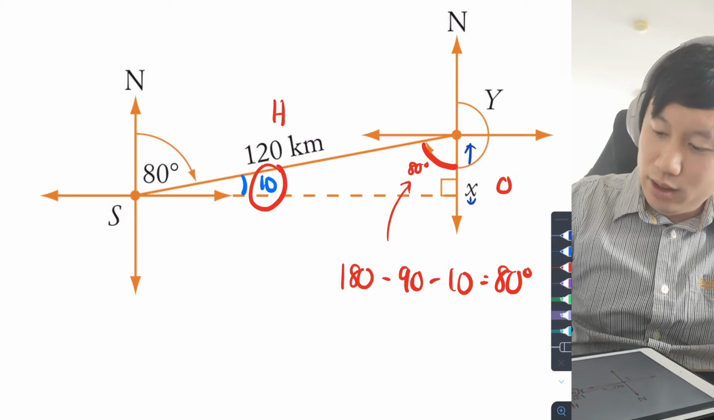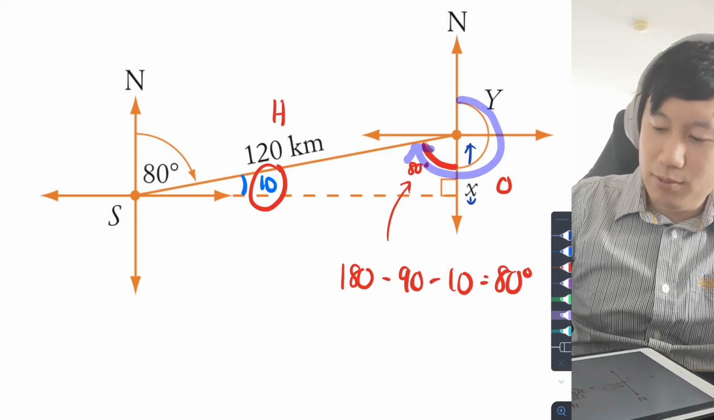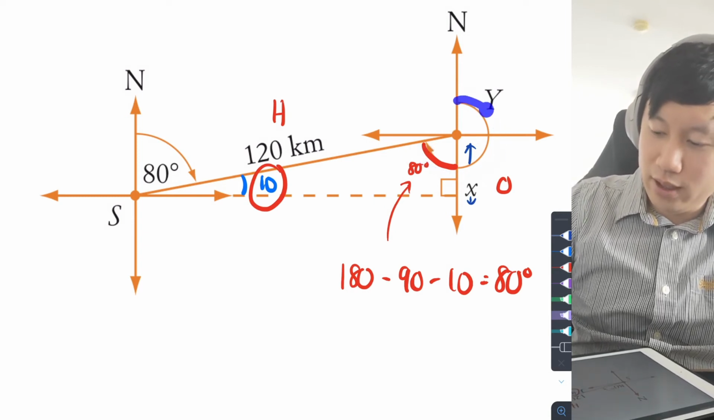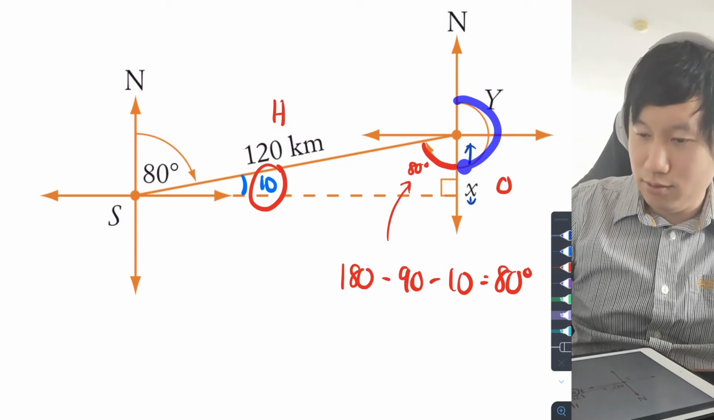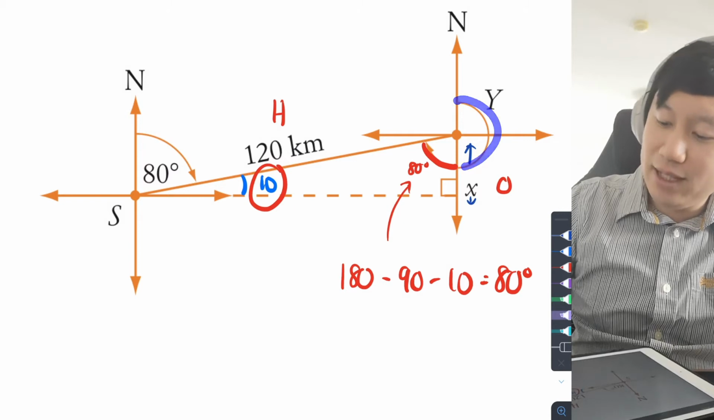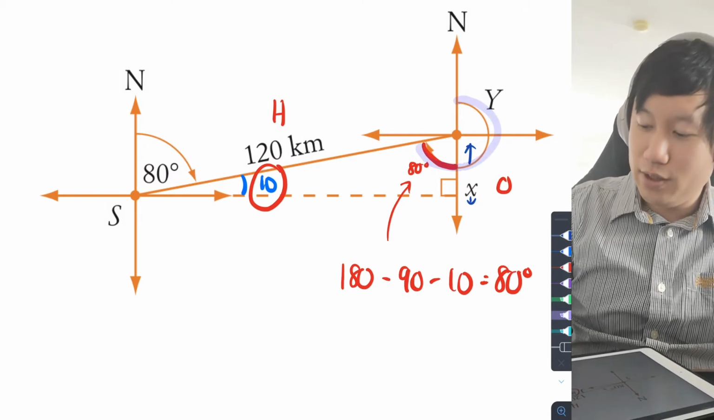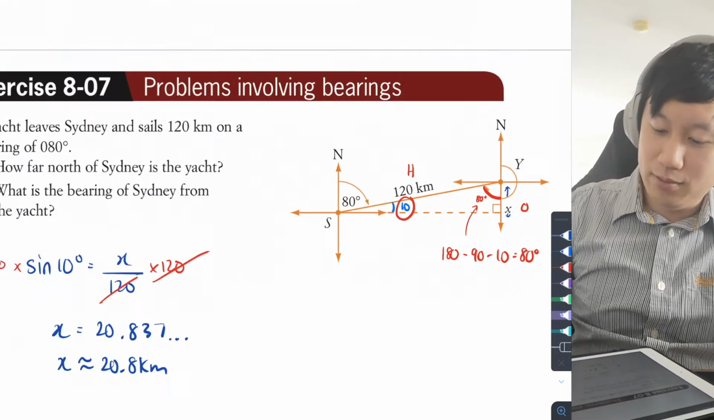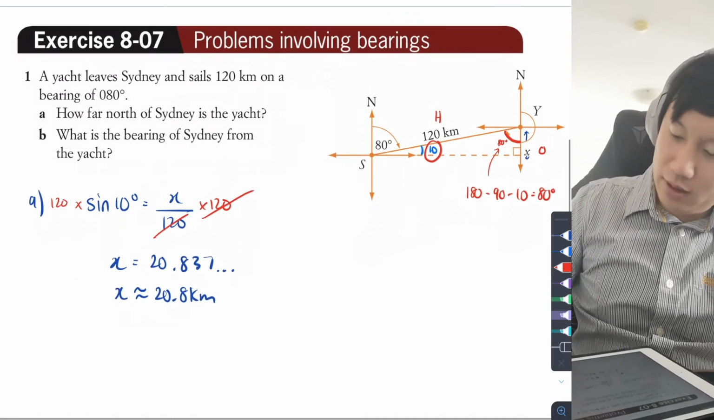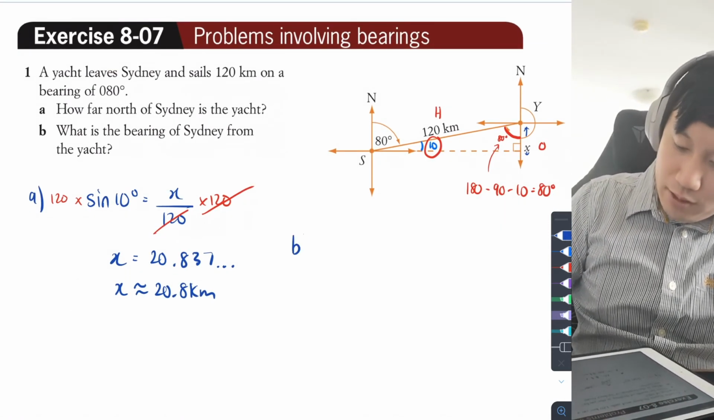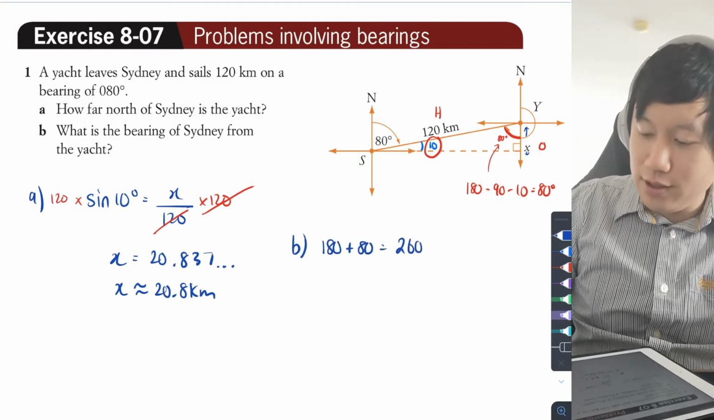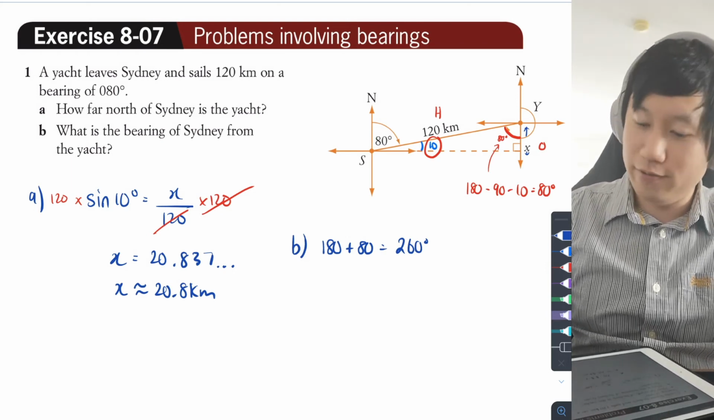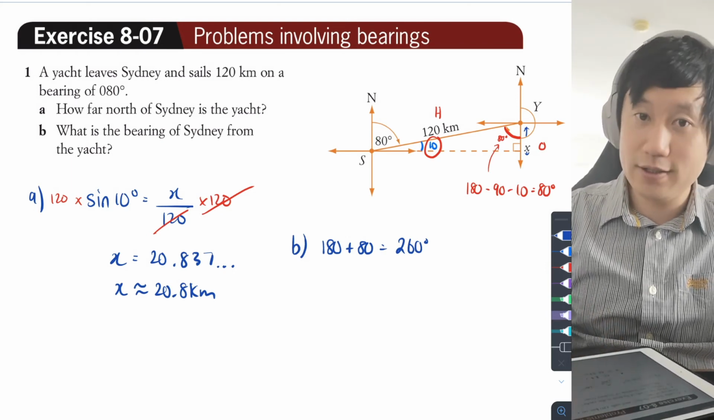Now, if I get that as 80 degrees, then what is this whole entire angle? It is simply the total of 180 degrees, that's a straight angle, or angle sum of a straight line, plus 80 degrees. So if I add 180 with 80, that should be it. So B would be 180 plus 80 degrees, which is a total of 260 degrees. And that is the bearing of Sydney from the yacht.